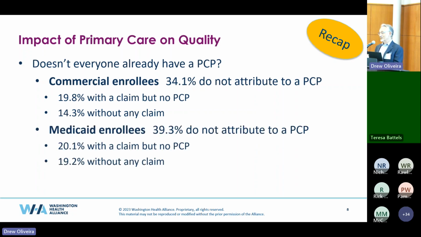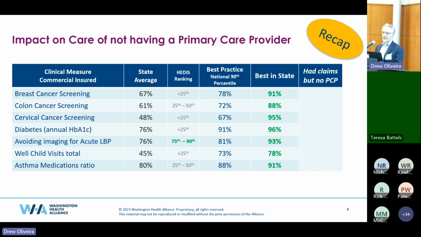Same actually percent is true on the Medicaid side. About 20% of people have claims but don't attribute to a primary care doc. They have a higher percentage with no claims, but they also have a very different population, a little bit younger. That may or may not make sense. Access may be the cause of that. We have to start teasing that out as well.